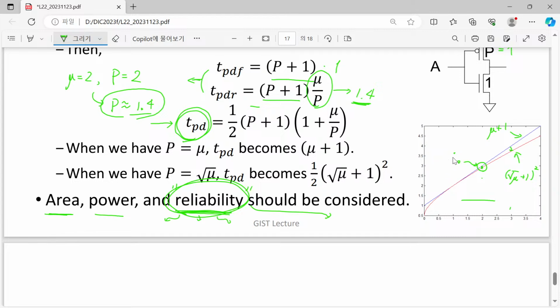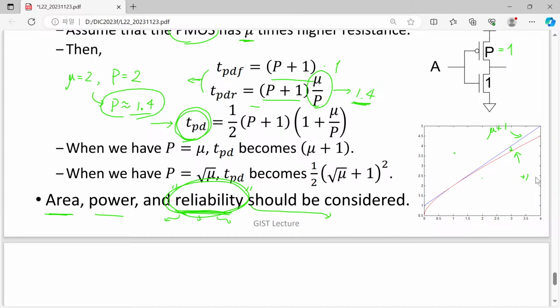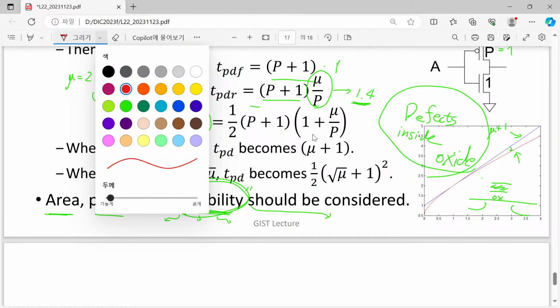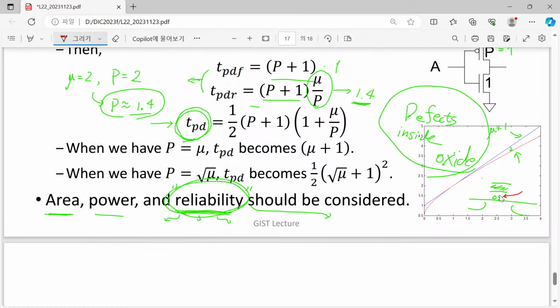And this reliability is in many ways related with the defects, physical defects inside your oxide layer in our modern transistors. You know, here we have a gate and oxide and source and drain, and everything which is quite difficult to solve always occurs in this oxide layer. So reliability is critically related with the oxide problem.